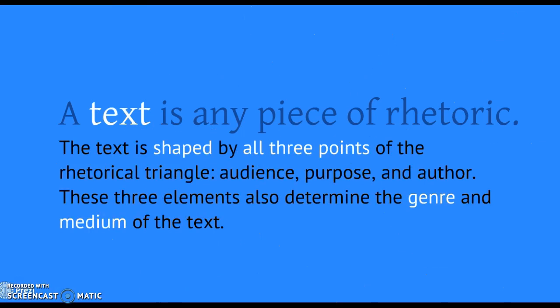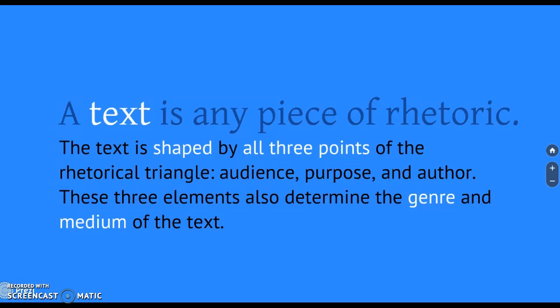Lastly, we want to look at this idea of text, right? So audience, author, and purpose all work to shape a text. And a text, for the purposes of this class, is defined as any piece of rhetoric. The text is shaped by all 3 points of the rhetorical triangle: audience, purpose, and author. These 3 elements also determine the genre and the medium of the text. So when we're considering the kind of text and the kind of genre that we use, we want to really think about the different components that are involved: audience, purpose, and author.